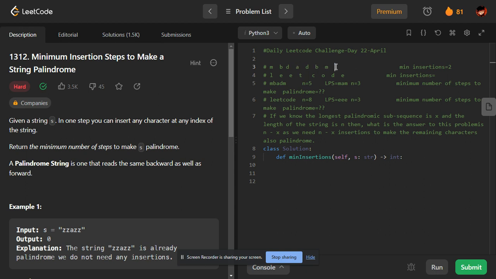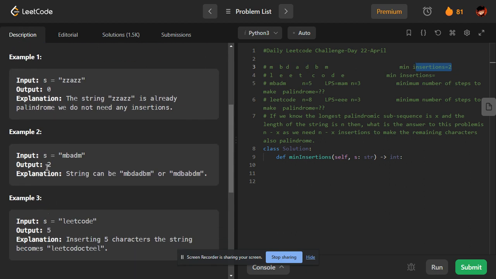Now if we read from left to right, it's like this. Or if we read from right to left, it's the same. So what are the minimum insertions we did? We did 2 insertions. That's what is given here. We require 2 insertions, and the final string can be one of these. It has to be a palindrome. That is the only demand of the question.